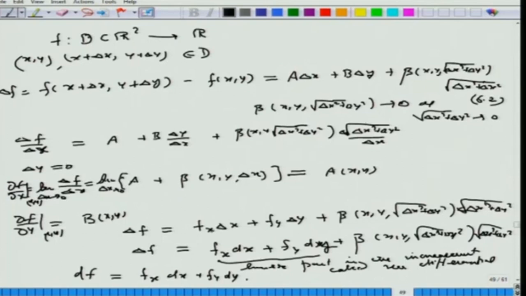And so, this is the linear part in these increments delta x and delta y. That is what we call the linear part in the increment of the function f, and it is denoted as the differential, as before in the one dimensional case. So, we denote df, the differential of f, as f x, the partial derivative of f with respect to x, times dx plus f y dy, since these delta x and delta y are the same as dx and dy. So, we get this.